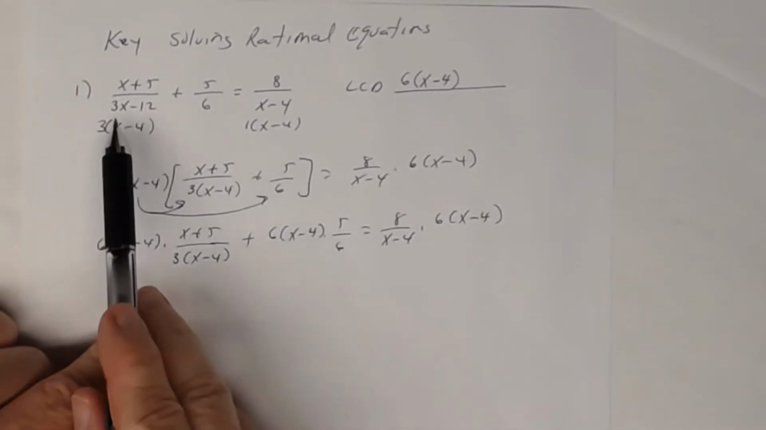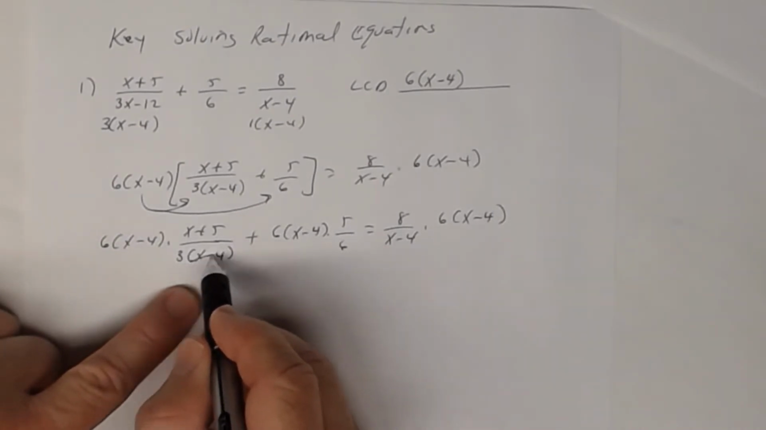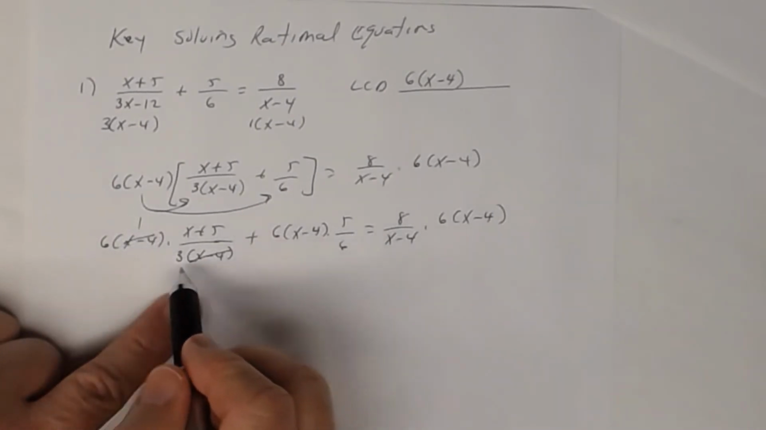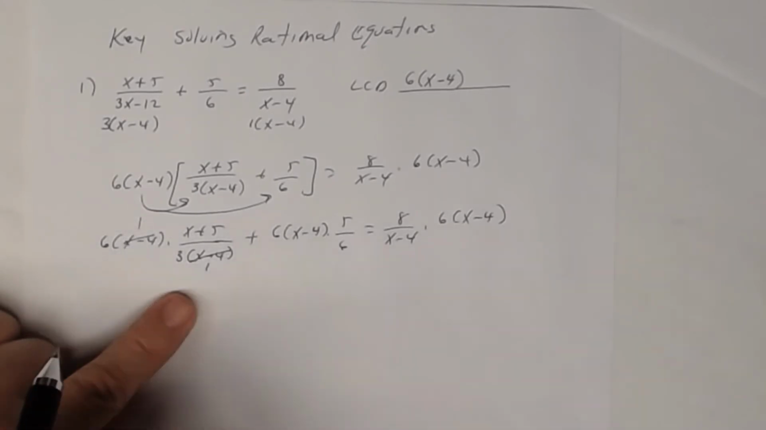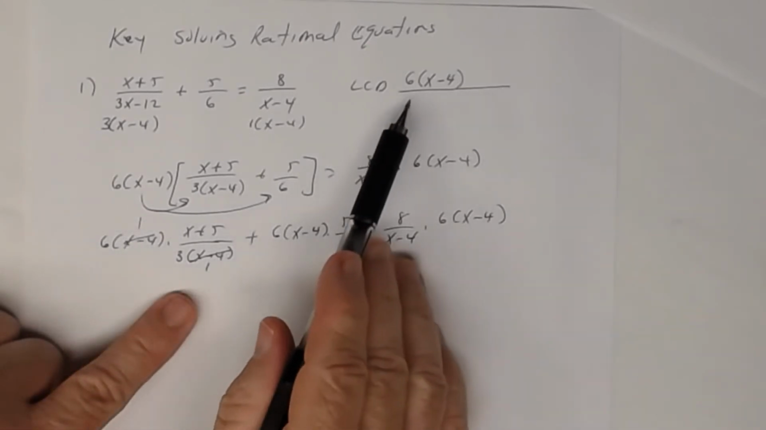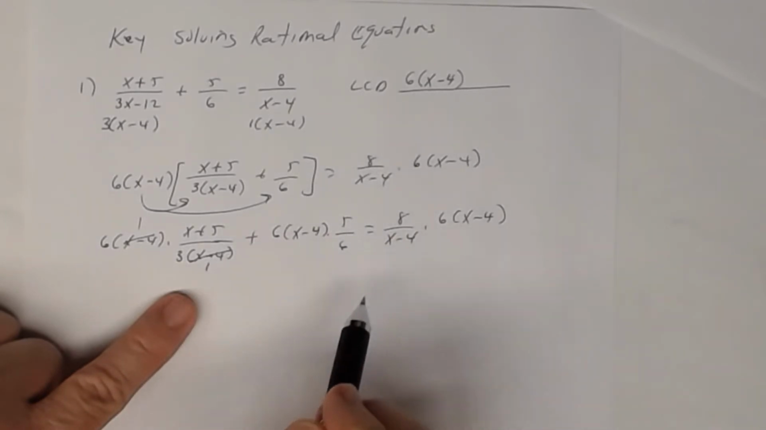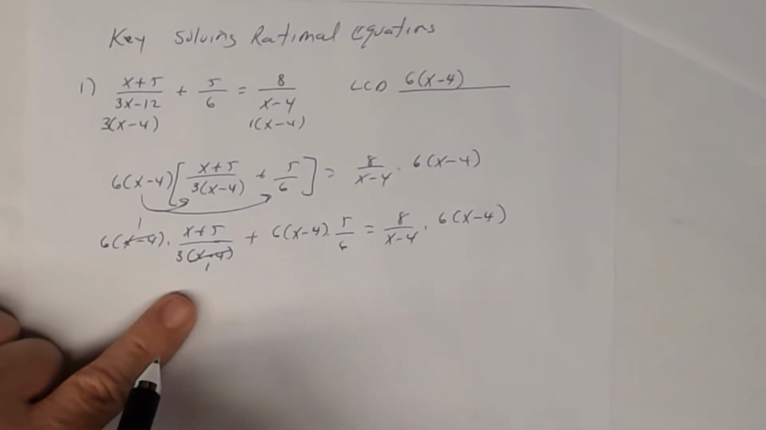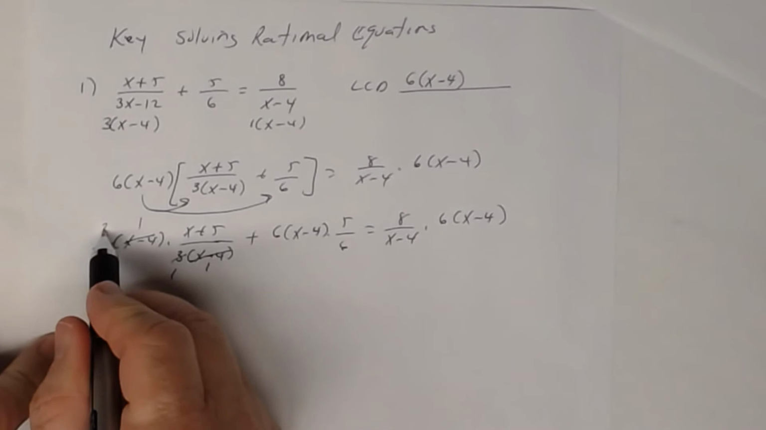Now remember, I said leave it in factor form, right? And the reason for that is because now you can see these x minus 4s divide out. X minus 4 divided by x minus 4 is 1. So remember, the whole point of multiplying by the LCD is to get these denominators to be factors of 1, so you can clear those fractions. And then 3 goes into 3 one time. 3 goes into 6 two times.